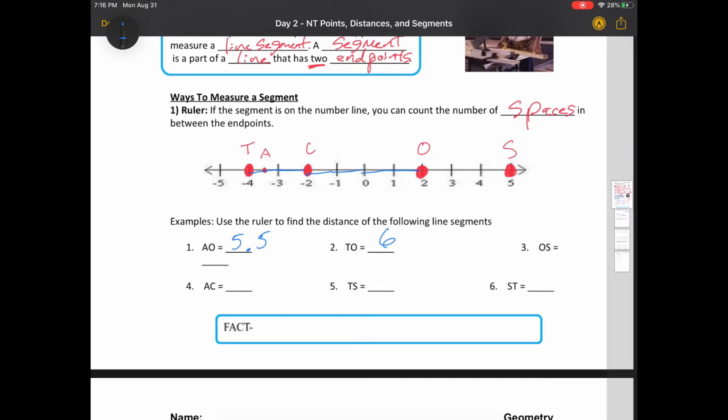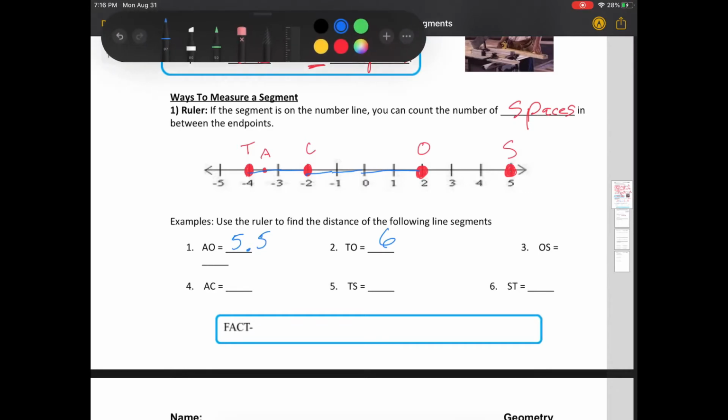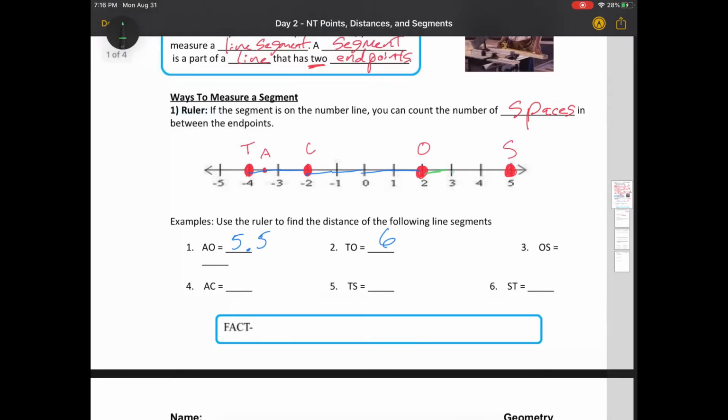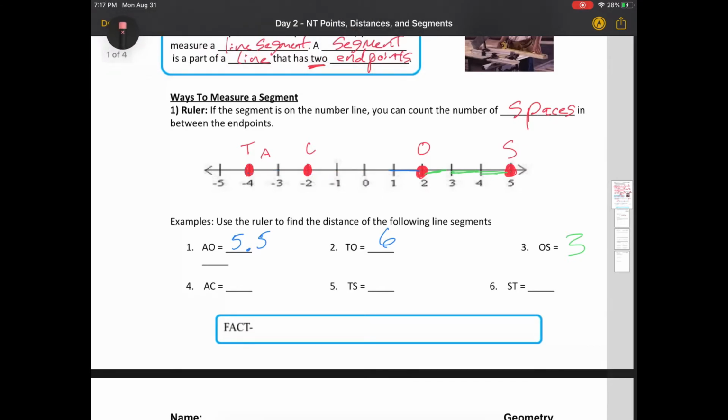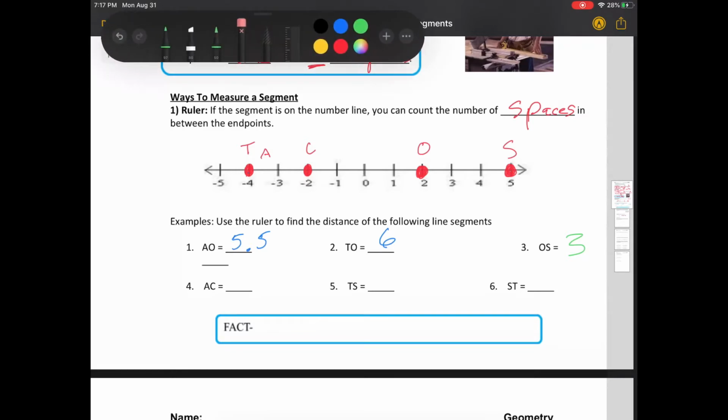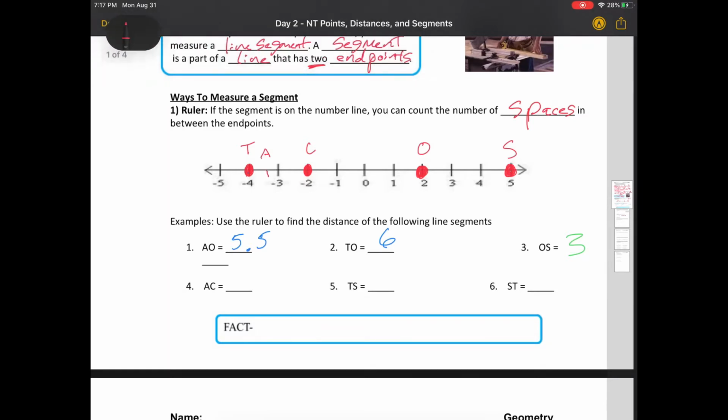Now, I think you get the hang of this. All we're doing is counting the space between the points. So between O and S now, if we use a different color, we have 1, 2, 3. And so on and so forth. Now, if we just breeze through these, I think this concept should be a little bit more comfortable and easing. Seeing the number line, we should be able to count these boxes.